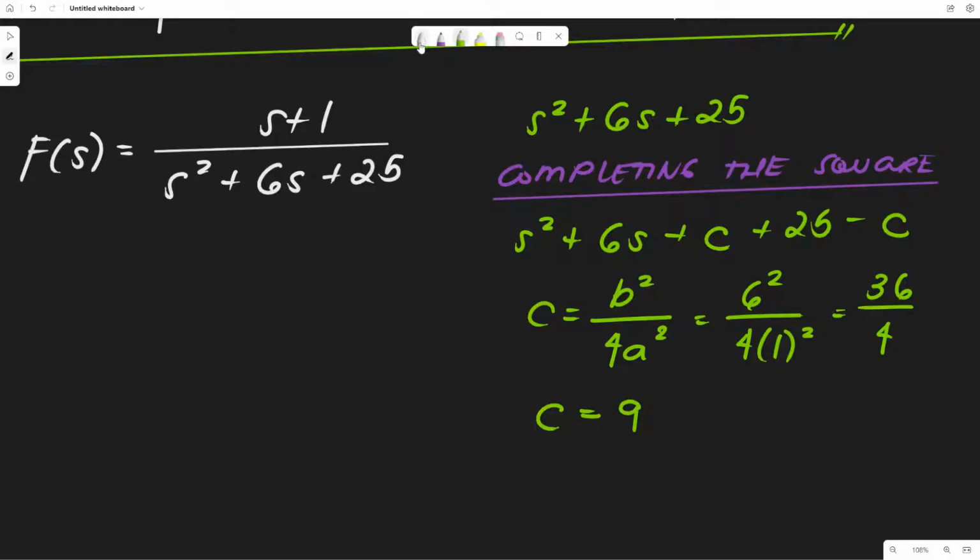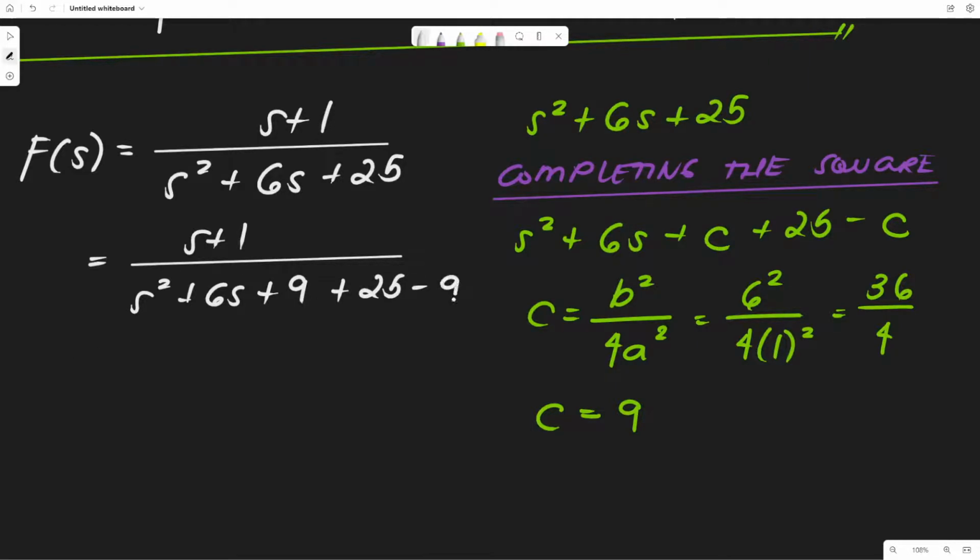So we will have s plus 1 over s squared plus 6s plus 9 plus 25 minus 9. Will this make a perfect square? Yes. What are the factors of 9 that will give us 6 as a sum? 9 is 9 times 1 and 3 times 3 only. So 3 plus 3 is 6. So this is already a perfect square.